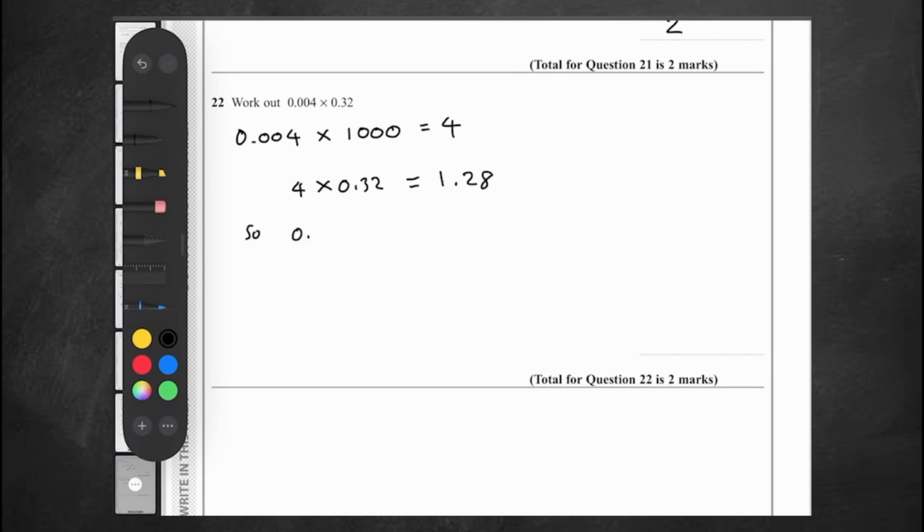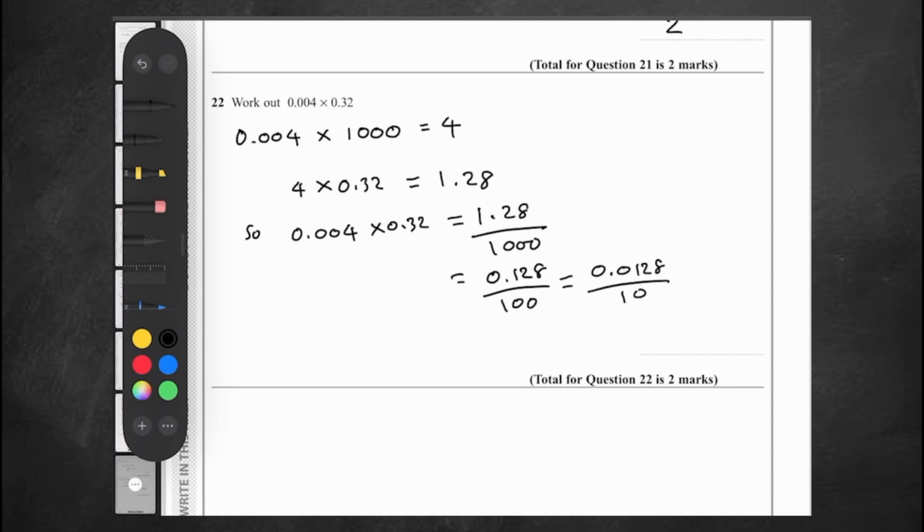So 0.004 times 0.32 equals 1.28 divided by 1000, which is simply 0.128 divided by 100, or 0.0128 divided by 10, or 0.00128, which is going to be our answer.